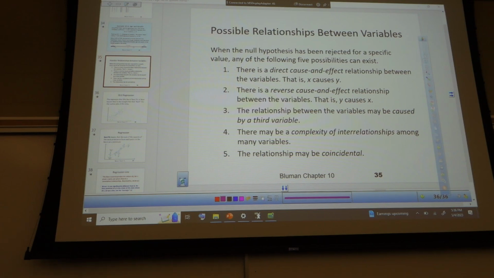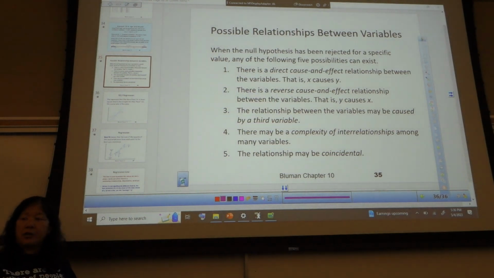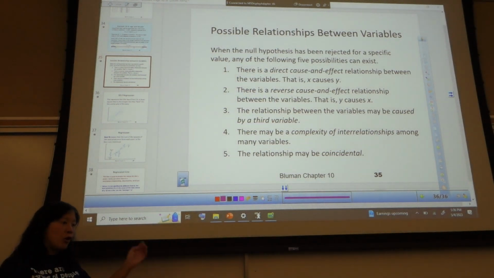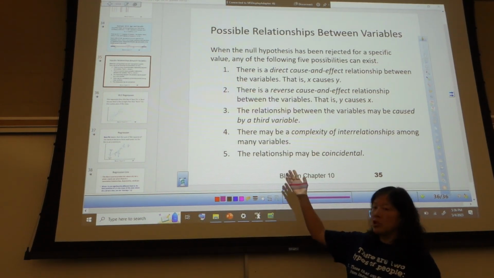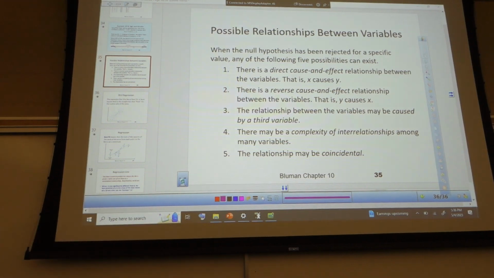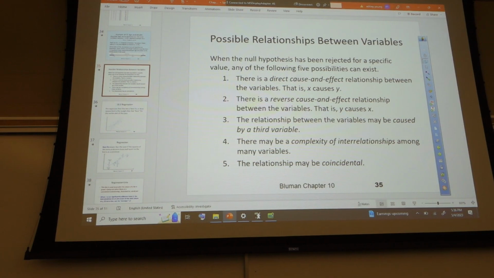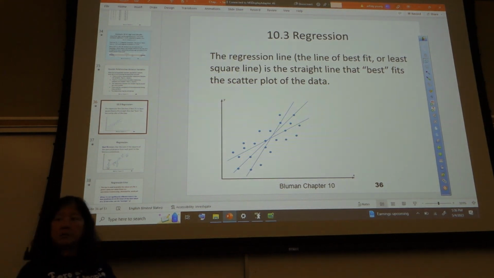Exactly. So when you find that there's a correlation, it could be x causes y, y causes x, a third variable is causing both of them, or a whole big mix of stuff is going on, or it could just be a coincidence. So that's always a possibility. That could happen randomly, 5% of the time. Okay, so does everyone feel good, solid with our hypothesis tests?